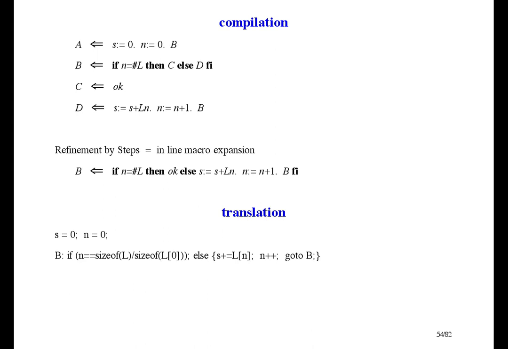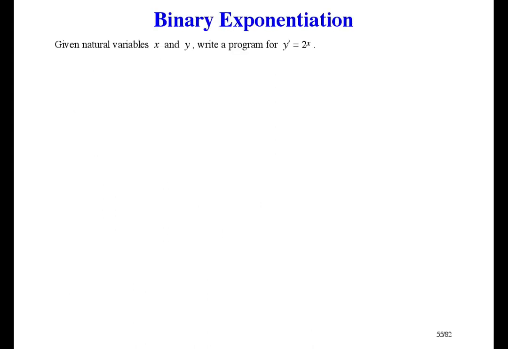S and N are assigned 0. Then we have label B, and the call to B has just become a go to B. A good compiler would compile both of these translations the same way, with a simple branch back making a loop. Let's try another example. Binary exponentiation.